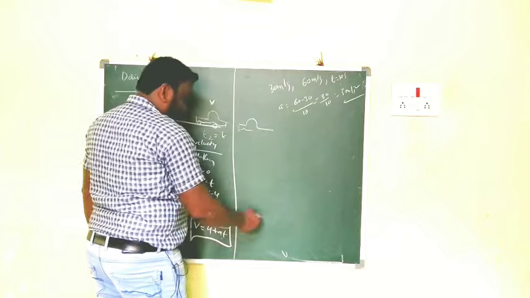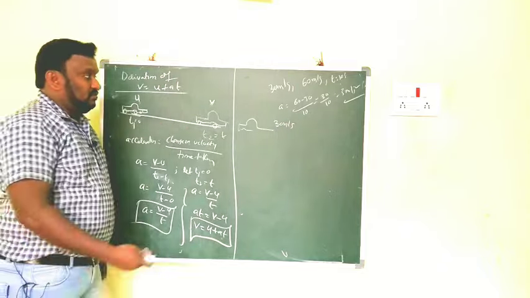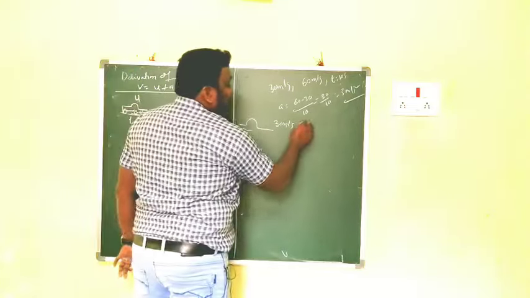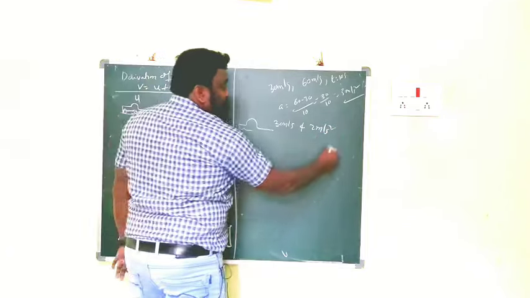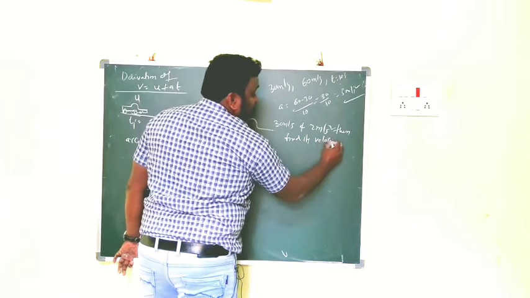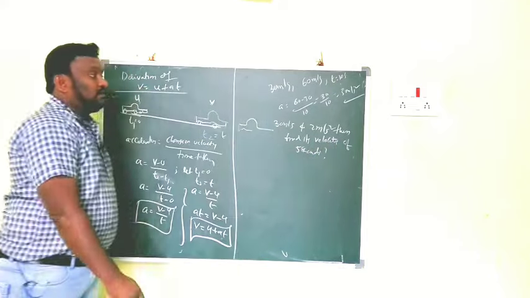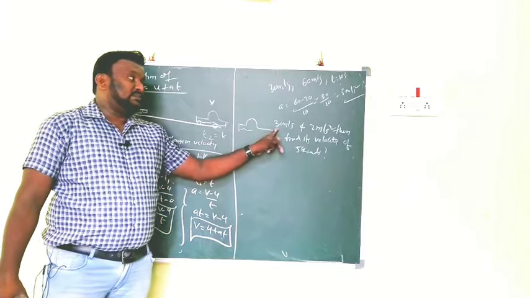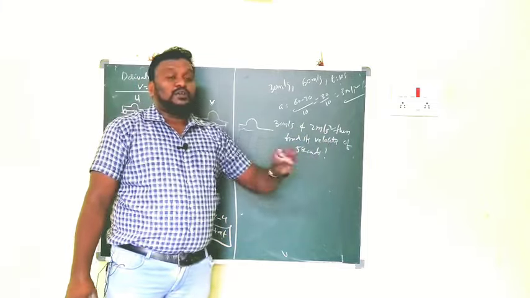a car is moving with a speed of 30 meter per second and acceleration 2 meter per second square. Then find its velocity after 5 seconds. The problem should be like that. A car is moving with velocity 30 meter per second and acceleration 2 meter per second square. Then find its velocity after 5 seconds.